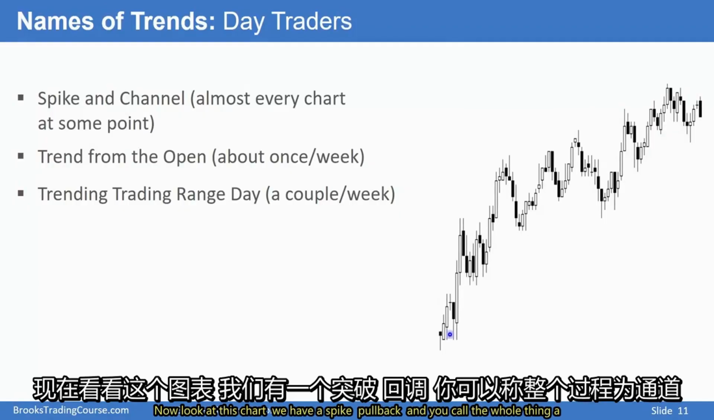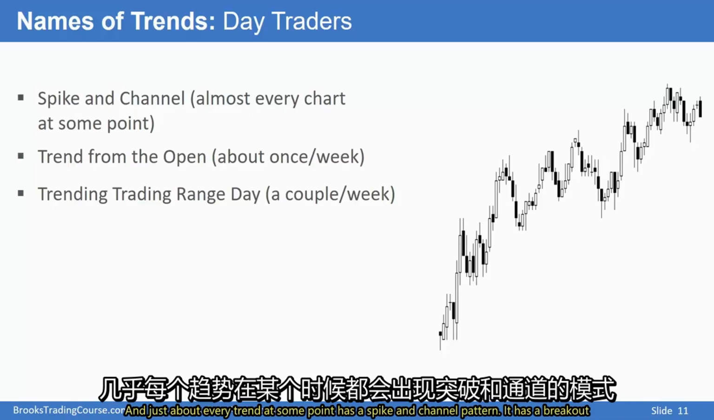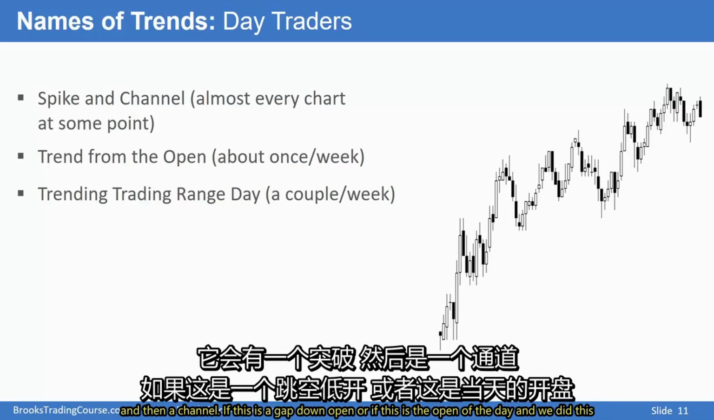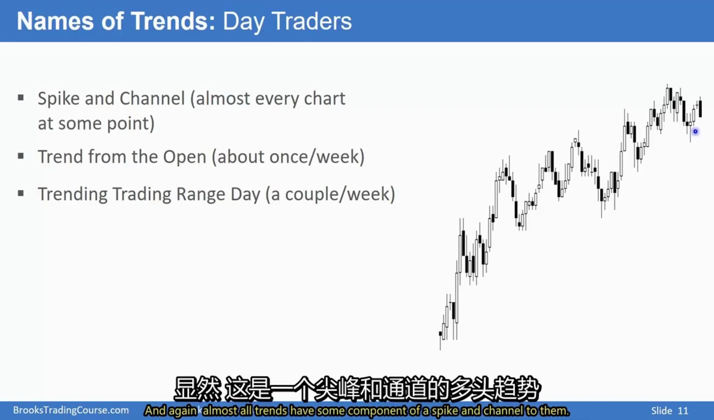Now look at this chart. We have a spike, pullback, and you can call the whole thing a channel, or you can call it another spike and channel, or another spike and channel. And just about every trend at some point has a spike and channel pattern. It has a breakout and then a channel. If this is a gap down open, or if this is the open of the day, and we did this, you could call it a trend from the open bull trend. It's clearly the spike and channel bull trend. And again, almost all trends have some component of a spike and channel to them.